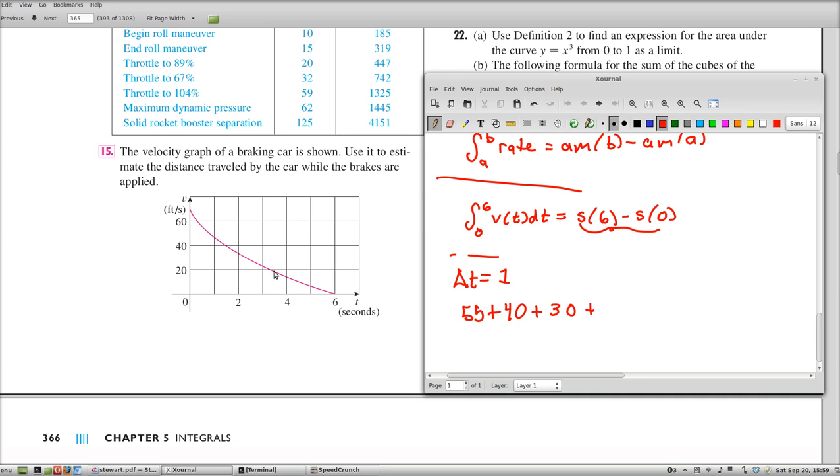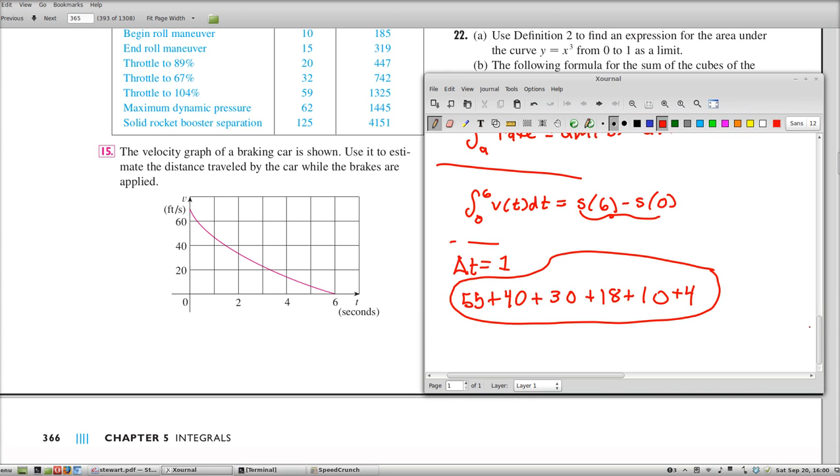And this one seems to go up to a little bit less than 20. I'm going to use 18. And this one is 10. I'll use 10. And for the very last one, looks like it's about a quarter, or maybe an eighth of 20. I don't really want to divide 20 by 8, so I'll divide 20 by 5 and call it 4. So it's approximately this. If you added up all these numbers, that gives the distance traveled by the car while the brakes are being applied.